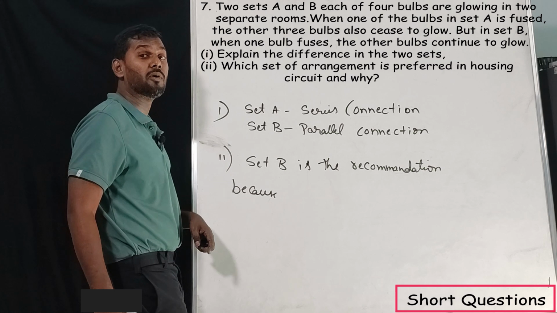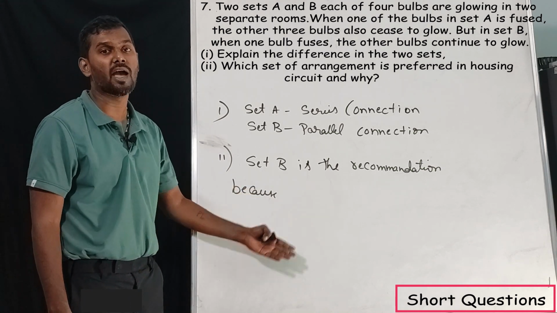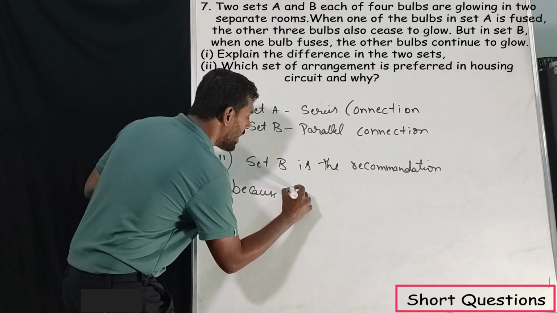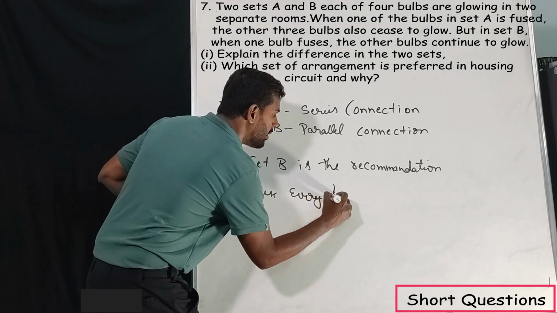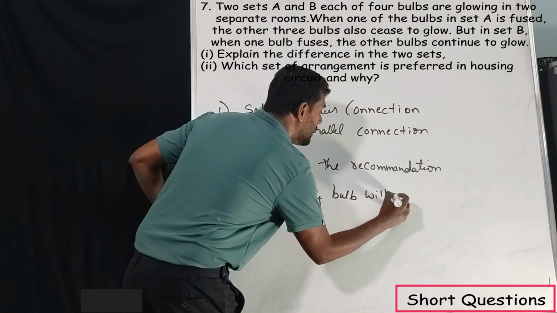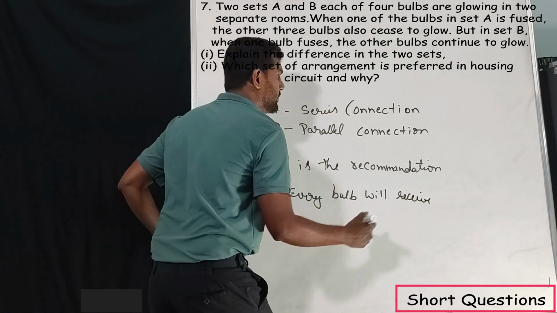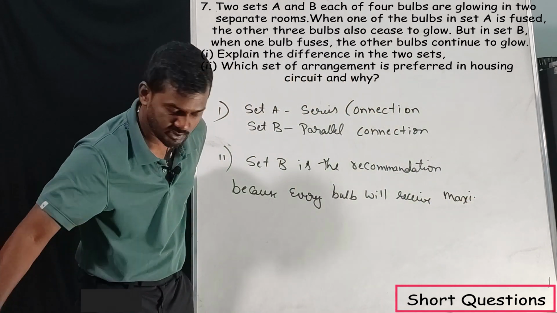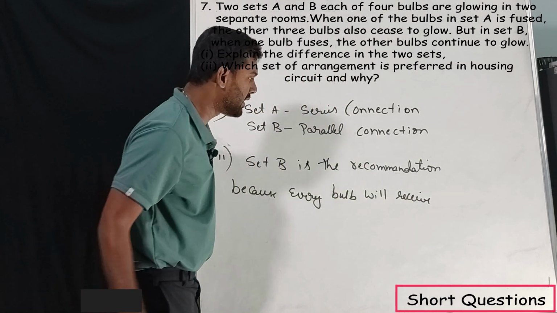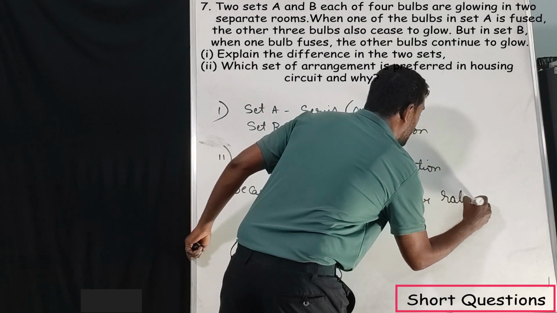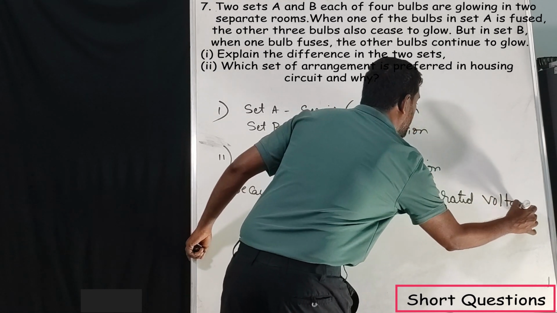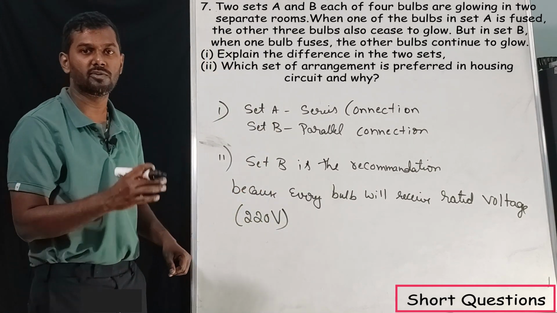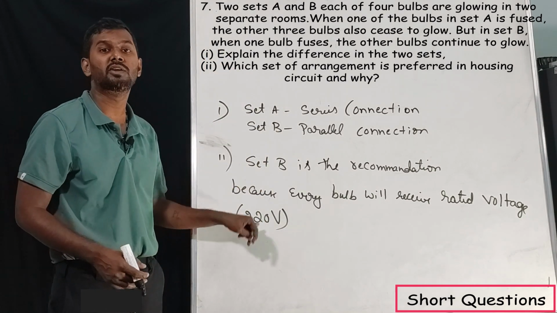What are the advantages of parallel connection? You can write it here. So that we have learnt it, right? So advantages of parallel connection, what are the advantages? First thing, every bulb will receive maximum voltage or rated voltage. Anything is fine. Will receive rated voltage. That is nothing but 220 volts.